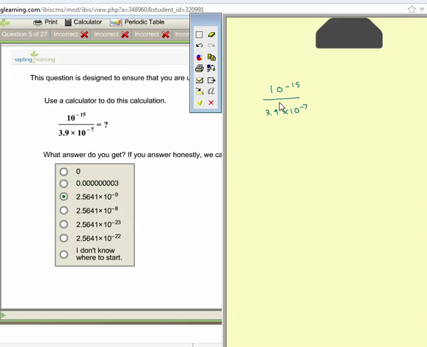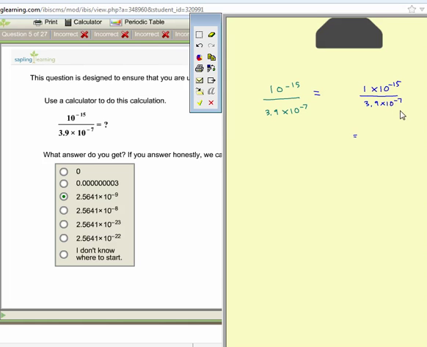Now, before we look at our calculator, let's look at our math rules for solving this problem. 10 to the minus 15th is the same as 1 times 10 to the minus 15th, because anything multiplied by 1 is itself, divided by 3.9 times 10 to the minus 7. To see if our answer is going to make sense, we just want to make sure of it before using the calculator. We're going to divide 1 by 3.9, and then use our exponent rules for dividing these two powers of 10.